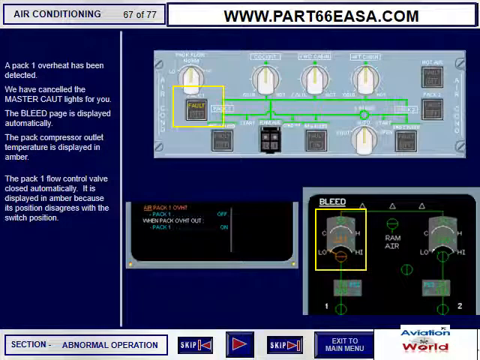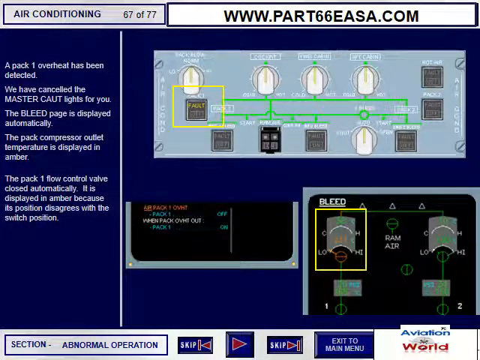A Pack 1 overheat has been detected. We have canceled the master caution lights for you. The bleed page is displayed automatically. The pack compressor outlet temperature is displayed in amber. The Pack 1 flow control valve closed automatically.